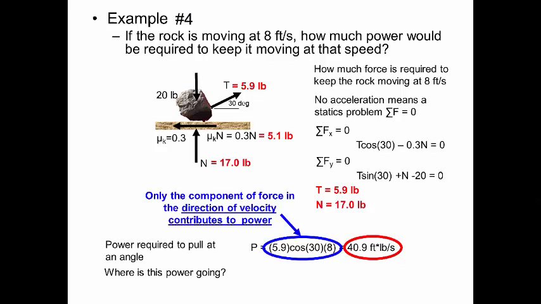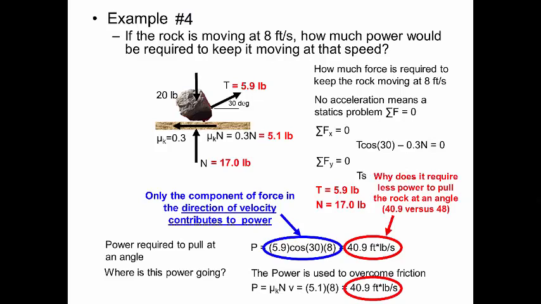Where is the power going to? If we're putting this power into it, and it's moving at 8 feet per second, where does that power go? Well, the power is used to overcome the friction of the system. So if we looked at it from the other direction, our power is equal to our friction times the velocity. So the power being taken out of the system is 5.1 pounds times our 8 feet per second, which is equal to 40.9 foot-pounds per second, which is the same as the power that's being put into the system.